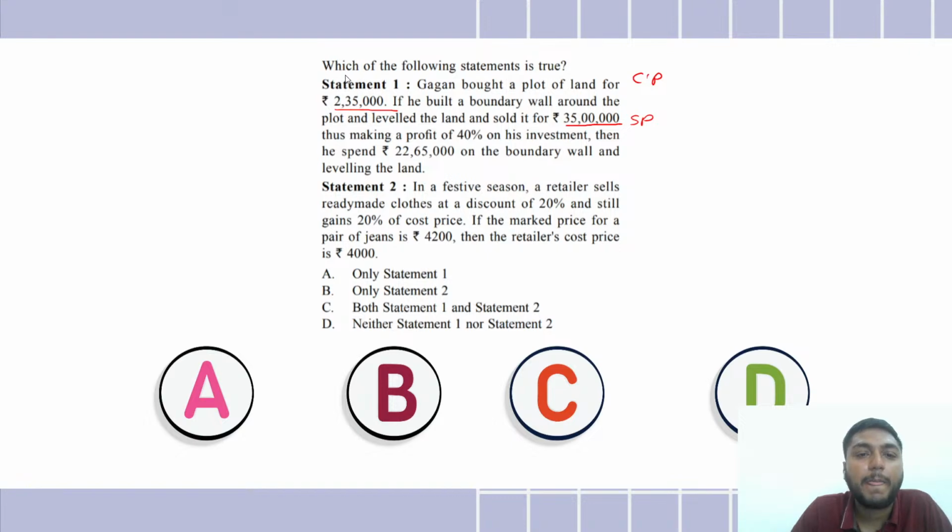Do it quickly. It's an easy question based on profit and loss. We have to simply calculate whether the profit or loss is there or not. We have to calculate whether the profit of 40% is being made or not, right? And then in the second statement, we have to verify whether the cost price is 4,000 rupees or not. We have all the values in this question. We have to simply check it.